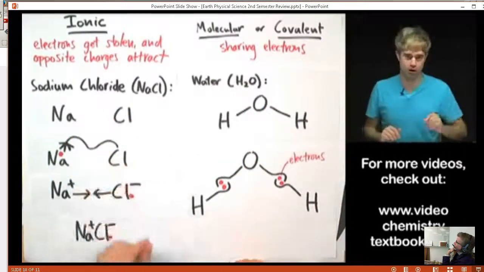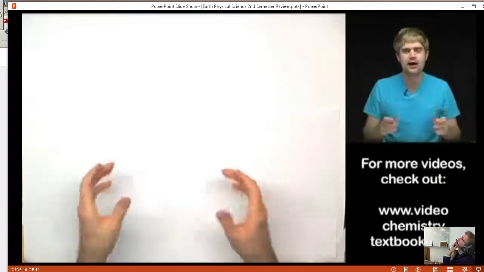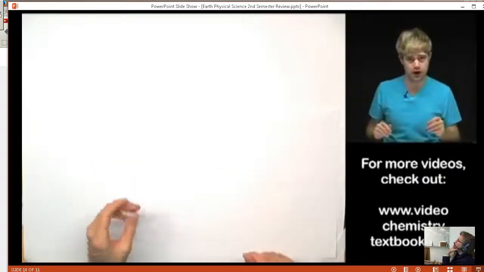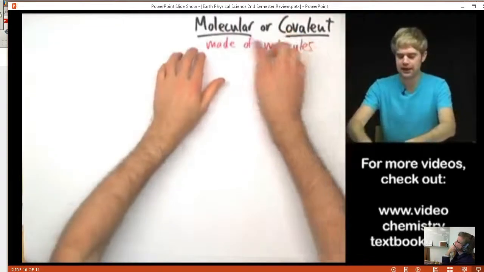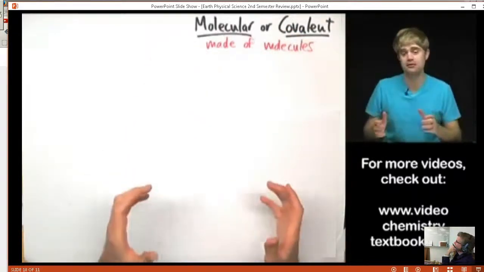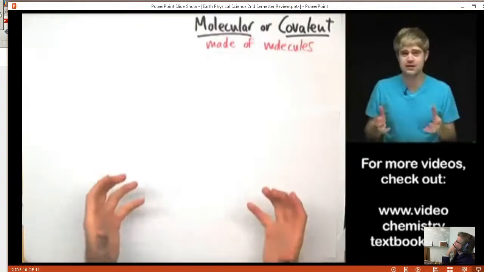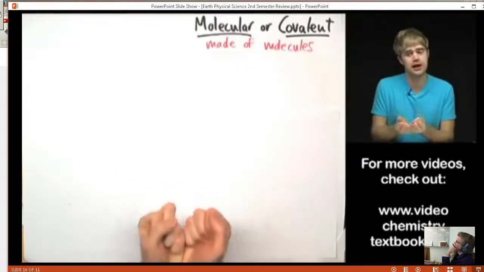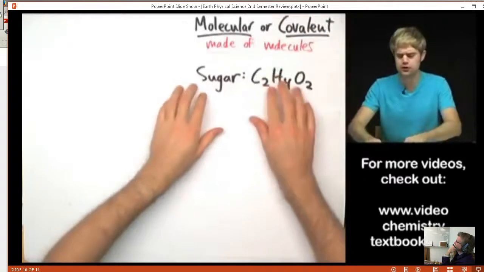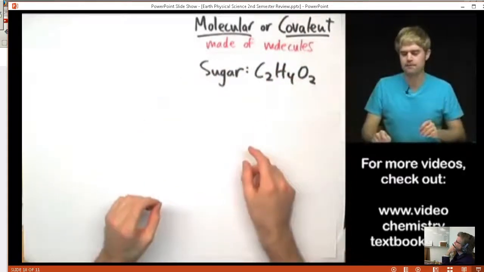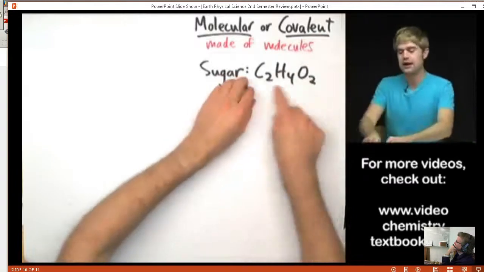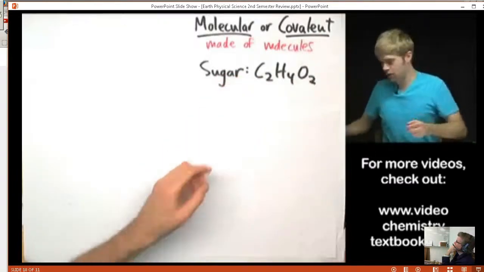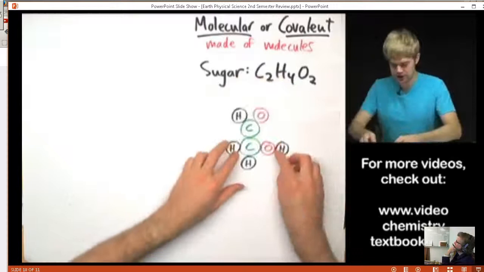Here is one more. So another big difference is how these compounds would actually look if we could see the atoms that make them up. So molecular or covalent compounds are made of molecules, which is a fancy word for a bunch of atoms that are stuck together in a clump. Here's what I mean. So sugar is a very common type of covalent compound, and it is made of molecules where I have these atoms here stuck together in a clump.